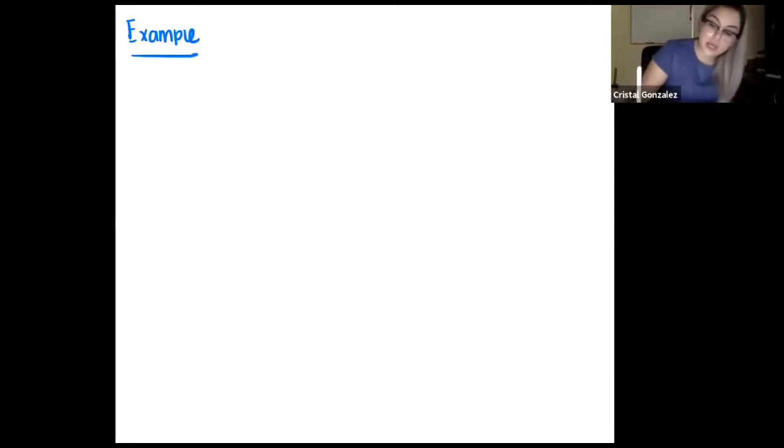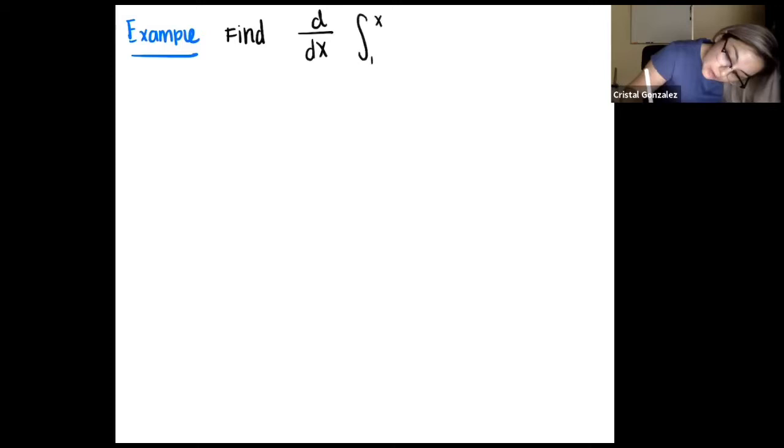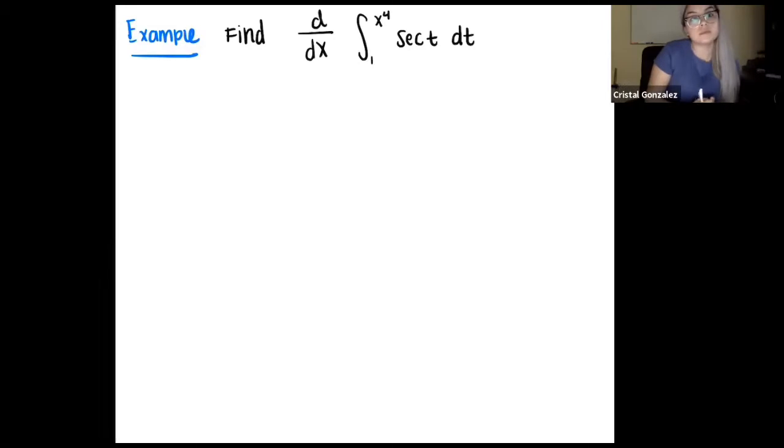So let's go ahead and do this example, which is the integral. So let me actually phrase it correctly. Let's find d dx of the integral from 1 to x to the 4th of secant t dt. So notice here that our upper limit is x to the 4th now and not just x. Okay, so I'm actually going to introduce something called a u substitution right now, just because when we go over to 5.5, it might make it a lot easier for you to see.